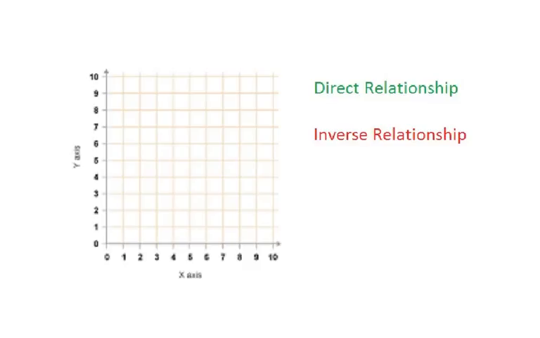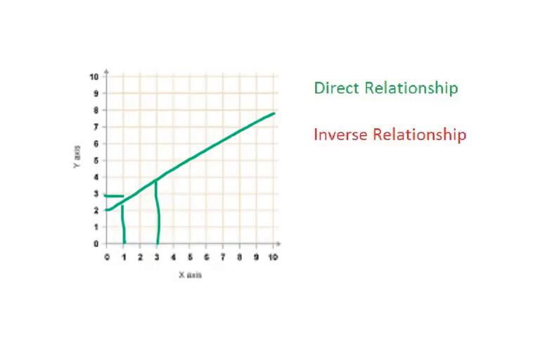There are two main types of relationships. There are others on graphs, but the main two types that you'll need to know about are direct and inverse. A direct relationship is where both variables increase. So that'll look like this on a graph, where as the x-axis is increasing, so is the y.